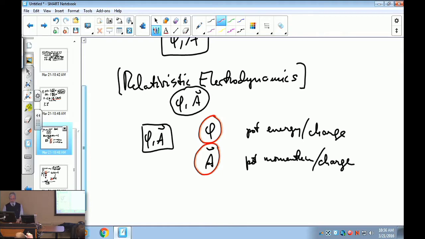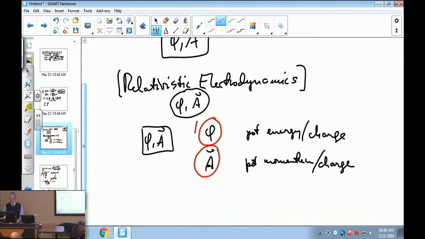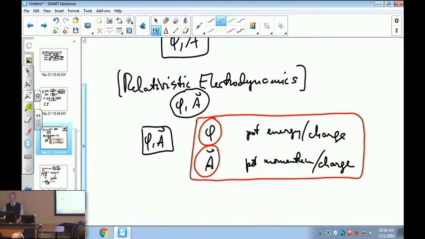Okay, so all of this is to say that there's actually lots of good reason to talk about phi and A as having physical significance. But we're going to understand phi and A as not being actual momentum or actual energy, excuse me, I can't say actual potential. Actual momentum or actual energy.